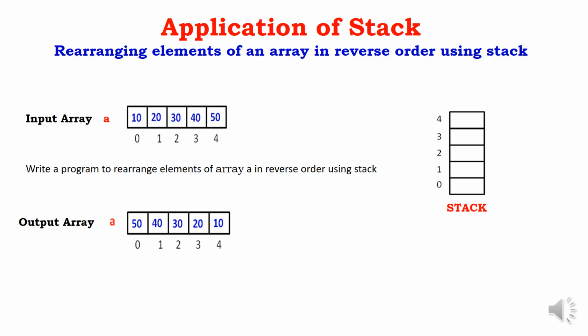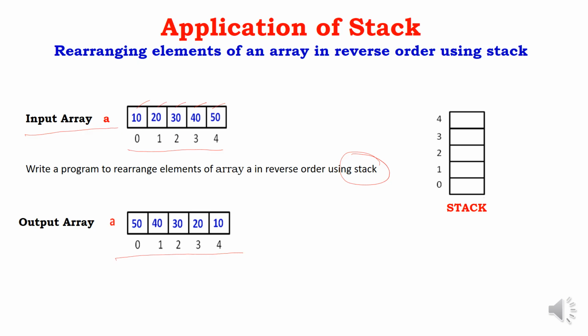For this, we assume that there is an input array A that stores 5 elements: A0, A1, A2, A3, A4. The elements are 10, 20, 30, 40, 50. We want to rearrange them in reverse fashion using a stack. After rearranging, the array should contain A0 = 50, A1 = 40, A2 = 30, A3 = 20, A4 = 10. So this we have to perform using a stack.